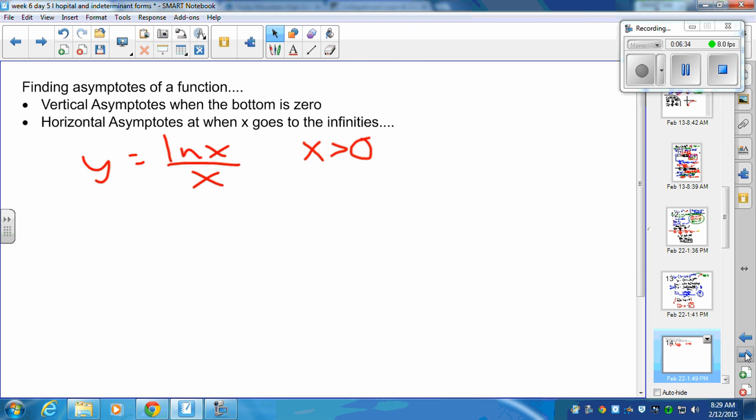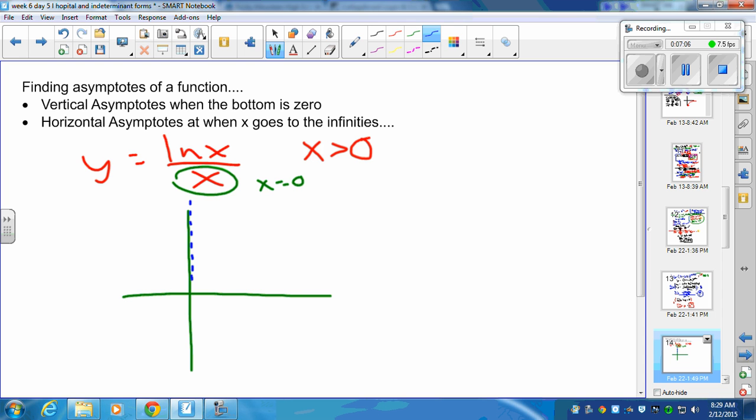All right. So a question that you might get that's more than just saying, hey, let's do L'Hopital, let's do L'Hopital, let's do L'Hopital, is a question like this. y equals ln of x over x. Find asymptotes. Now, vertical asymptotes are whenever the bottom is 0, and horizontal is whenever you're going to the infinities. So the easiest one on this problem to stare at is the bottom. This is 0 when x equals 0. So in this graph, I have an asymptote right there at 0.